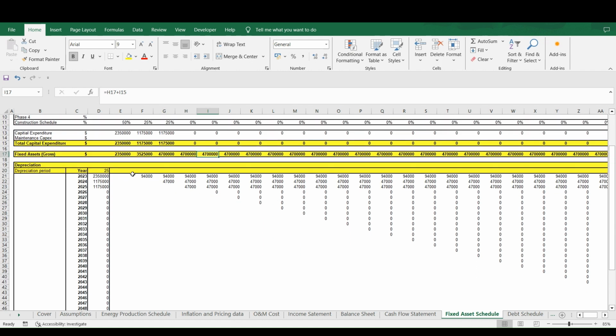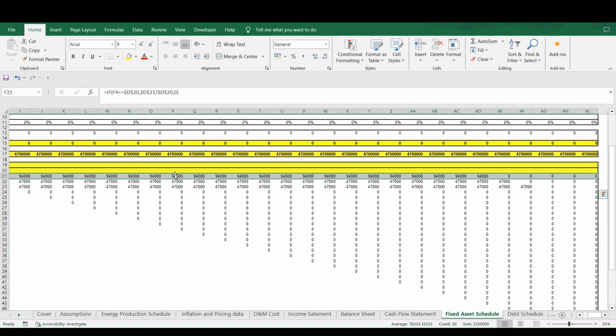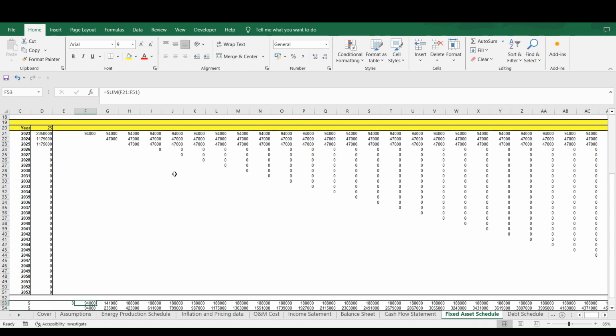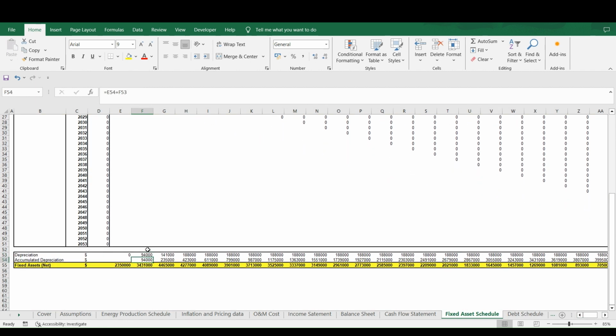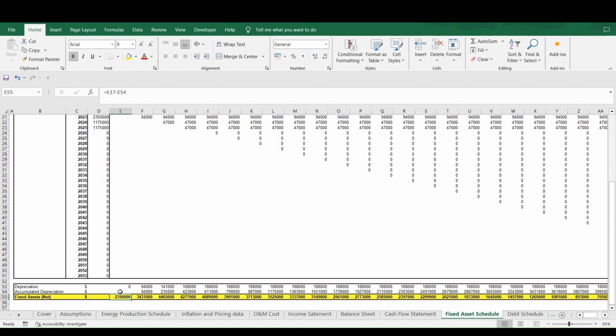Next, we have the depreciation. So we're assuming that 25 years is the depreciation period, and taking the straight line method, we have depreciated our capex. And as you can see, it is being depreciated over the course of 25 years. And if we go to the bottom, we can see the depreciation that has happened. This is the accumulated depreciation. That is the depreciation in the current year. As you can see, this was the previous year accumulated depreciation, and this is the depreciation in the current year. We have fixed asset net, that is the gross assets minus the depreciation.